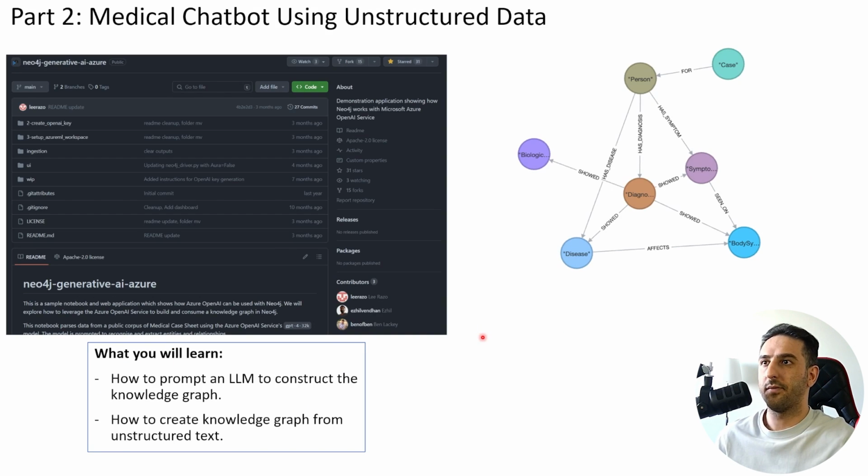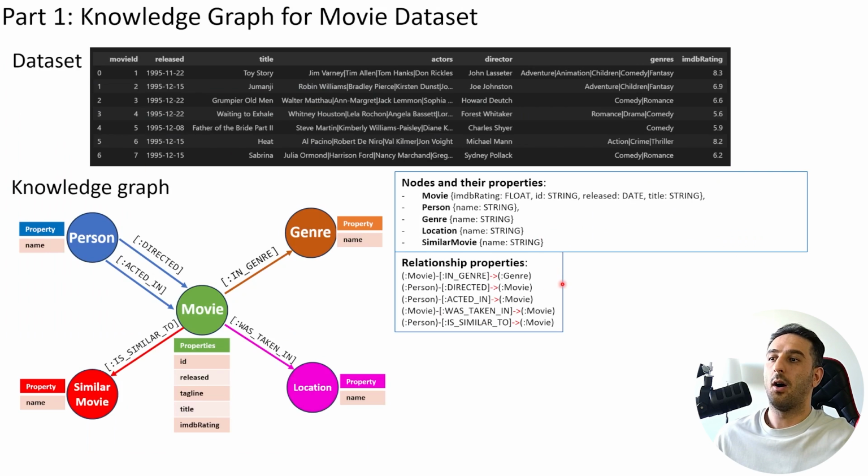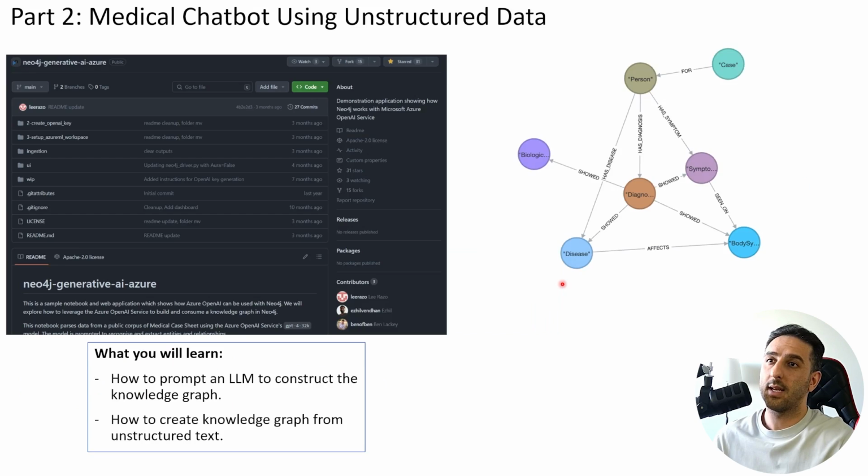This is the second part of the video. So as I mentioned, I'm going to cover a Microsoft project, and in that project, there are two main things that we are going to see. The first one is how to prompt an LLM to construct the knowledge graph for us. So in the first part of the video, I want to construct that knowledge graph myself. But in the second part of the video, we want to use a large language model to construct the knowledge graph for us. So what would be the use case for that?